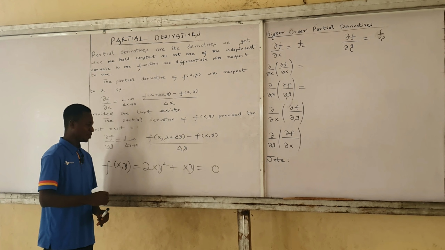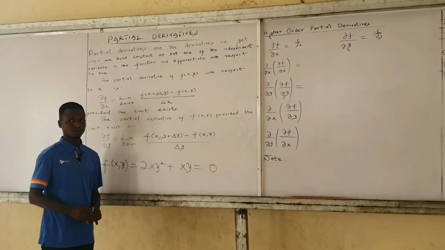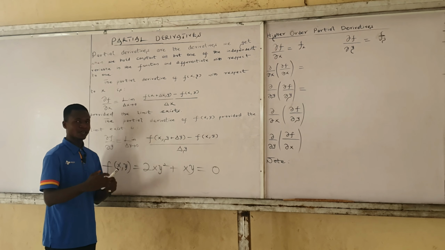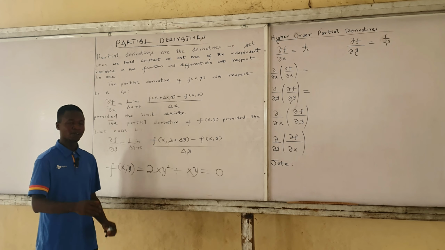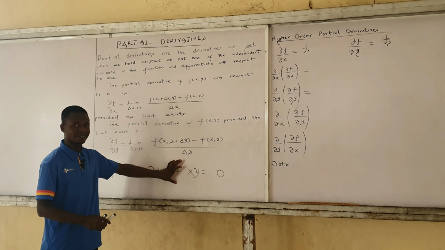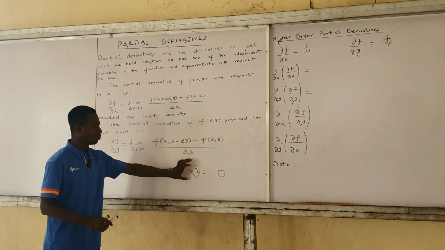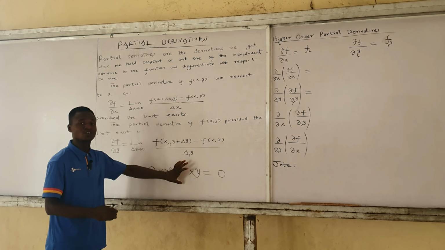So you can pause the video and try this and see if you can make either variable the subject of the formula. Now we are talking about the partial derivative. Since the partial derivative has to do with differentiation, the question is, if we are talking about implicit functions like this, whereby we have two given variables, x and y, what type of differentiation are we going to be carrying out on such an equation?